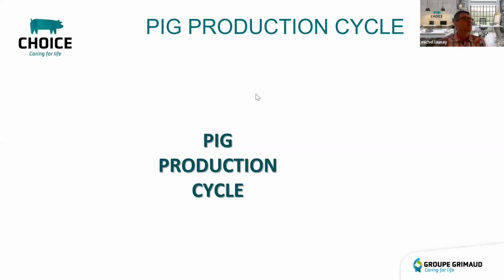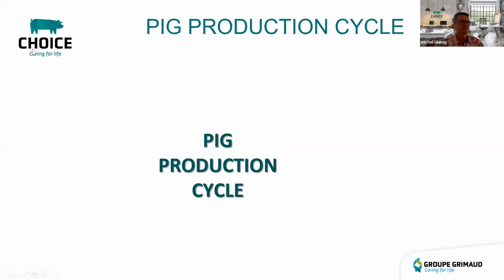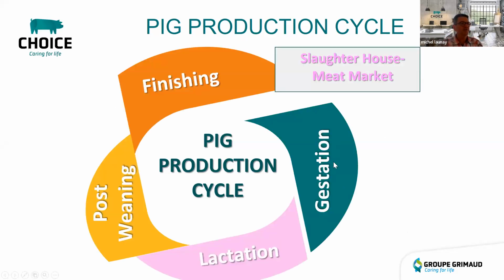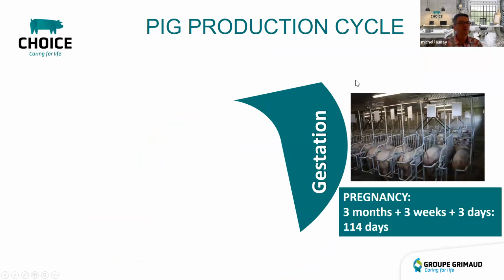Perfect. Well, so just to remind you, for the people who joined us at the first webinar, some reminder about the peak production cycle. Here you remember we have the gestation phase, lactation, post-weaning, finishing, and before the departure to the slaughterhouse market. If we look at the length of the different phases, gestation, pregnancy, is 3 months, 3 weeks, and 3 days, that means 114 days.